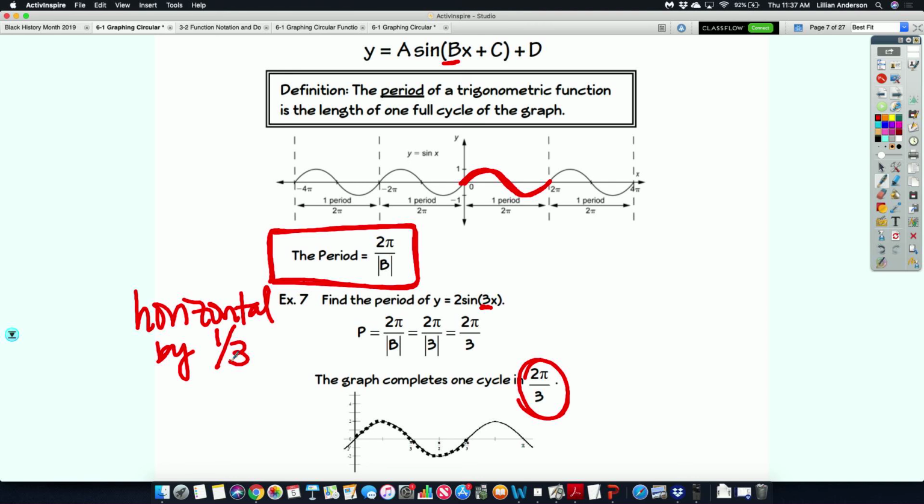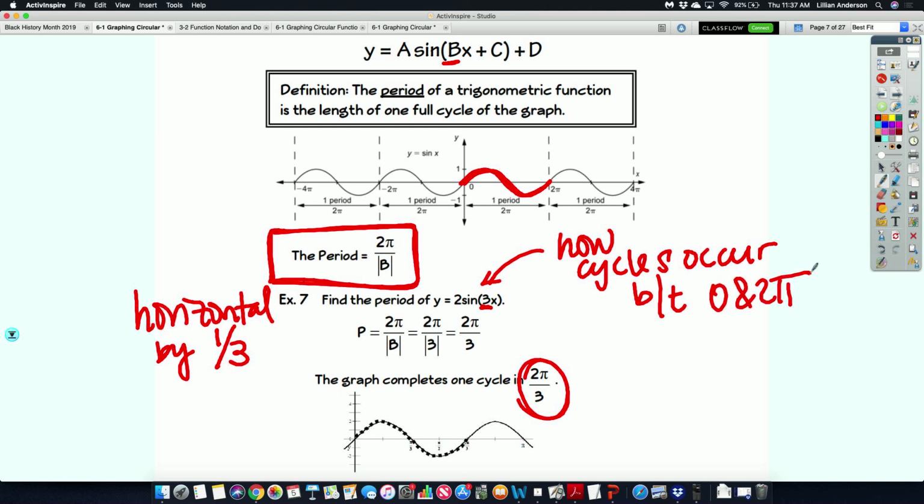Something else that's also helpful, and it'll be helpful for part 3, which we're going to do on Friday. That b tells you how many cycles occur between 0 and 2 pi. This number tells you how many cycles occur between 0 and 2 pi. So if I were to continue this pattern, I would see 3 complete cycles between 0 and 2 pi of this graph. Okay? Questions on that?